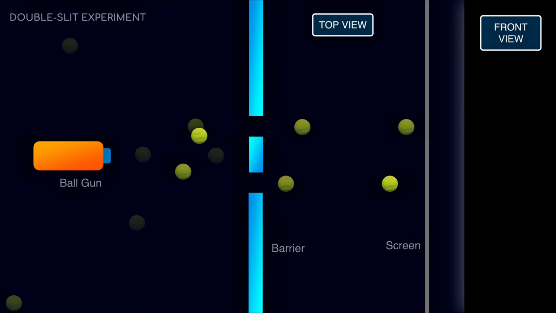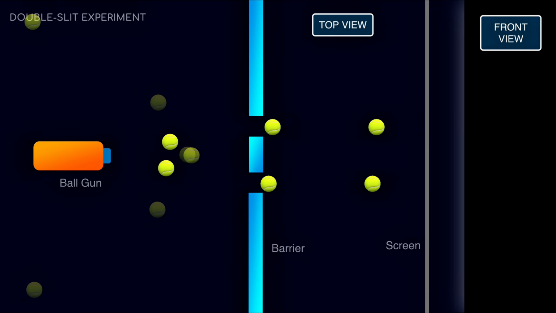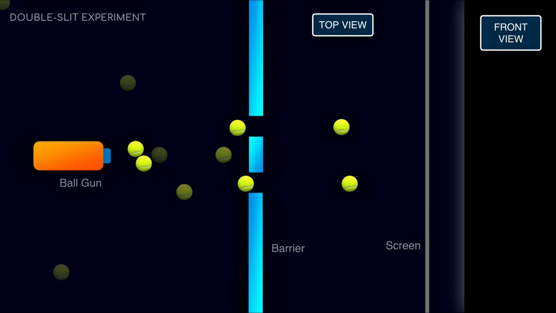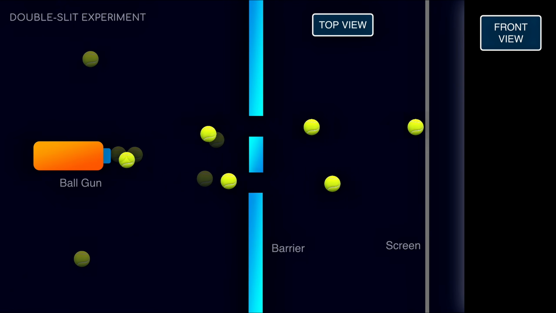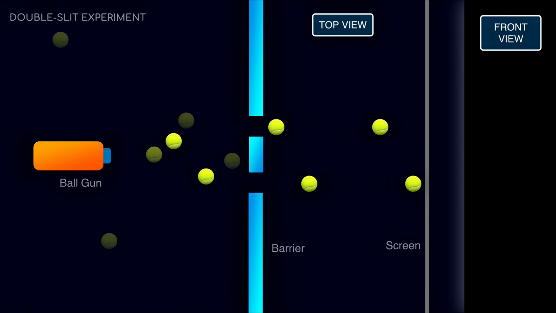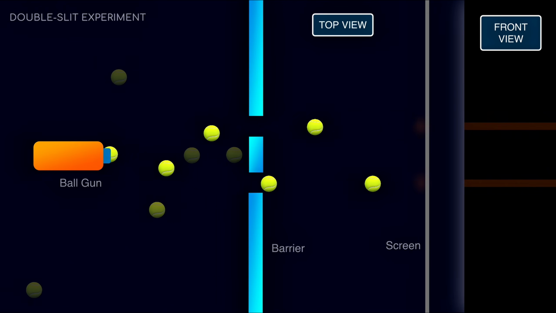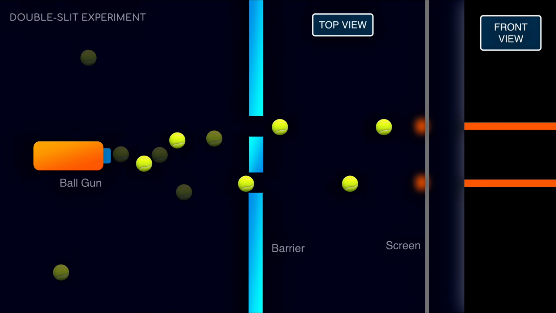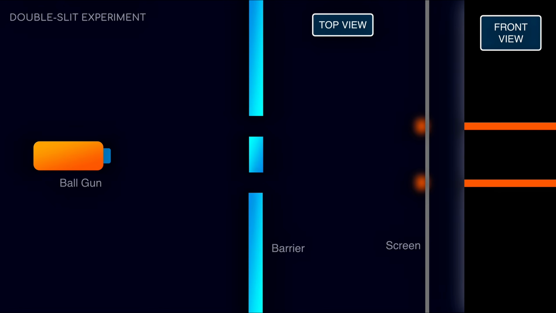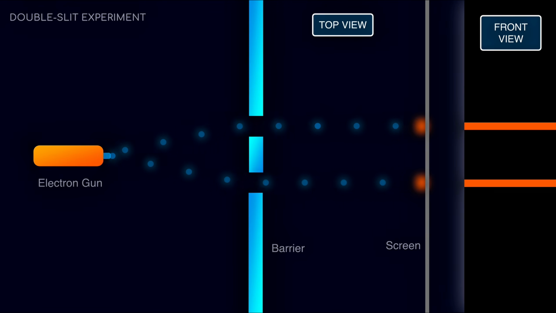If we fire the balls toward the slits, some will bounce off the wall, while others will pass through the slits. If we place a screen behind the slits, the balls that pass through will hit the screen. If we mark the locations where the balls landed, we will get a pattern of two strips aligned with the slits' positions. But what happens when we fire electrons?